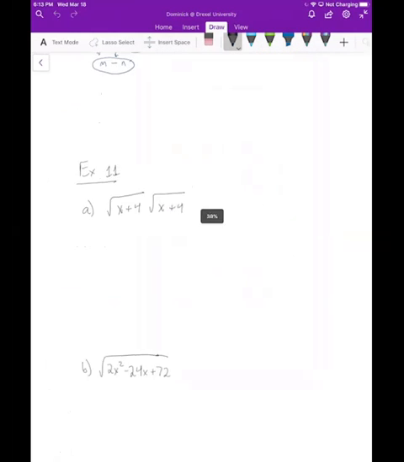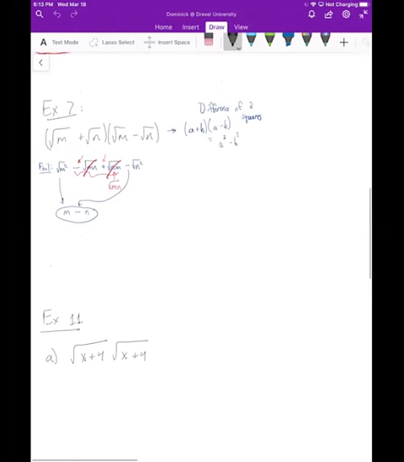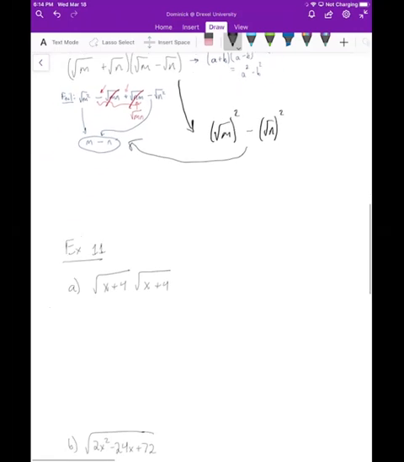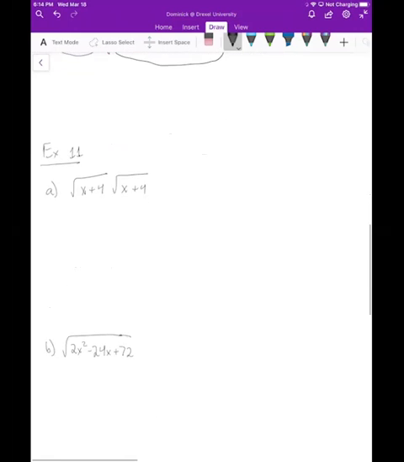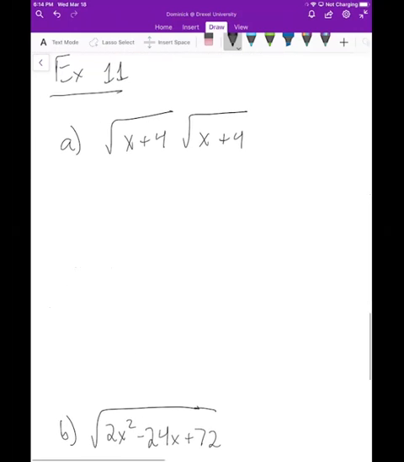Oh, and I guess I forgot to mention that in this last example, we could have also seen that it's in this form, and then we have a square root of m squared minus square root of n squared, right? But this is going to give you the same thing. So if you recognized that it was in that form, you could probably do this a little more quickly, but either way, you should get the same answer. Okay, back to example 11.